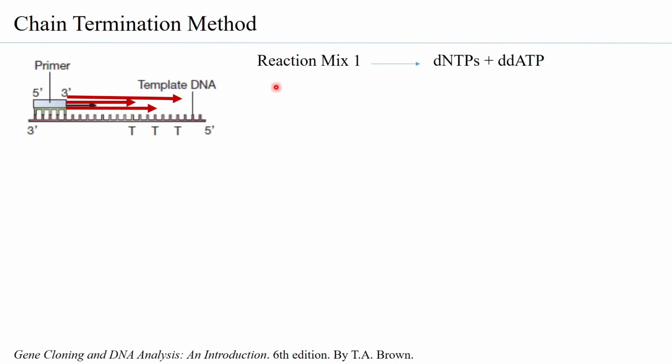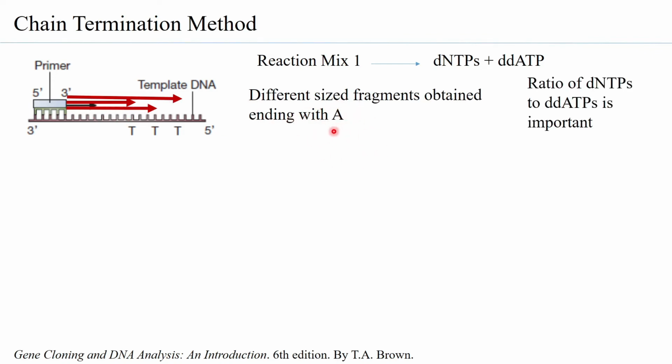So in this reaction mix, after the reaction is complete, what you will get is n number of different sized fragments. You will not have just one sized fragment being formed, but three different sized fragments being formed. So that is very important. And each of the fragments is going to end with the A, and this A is a dideoxyribonucleotide. So the ratio, I'm repeating, the ratio of dNTPs to ddATPs is therefore highly important.